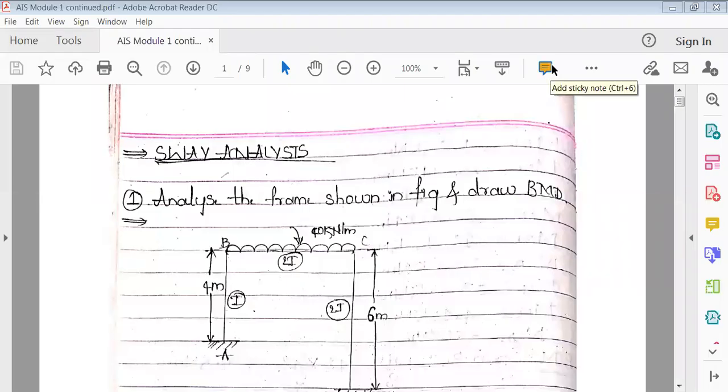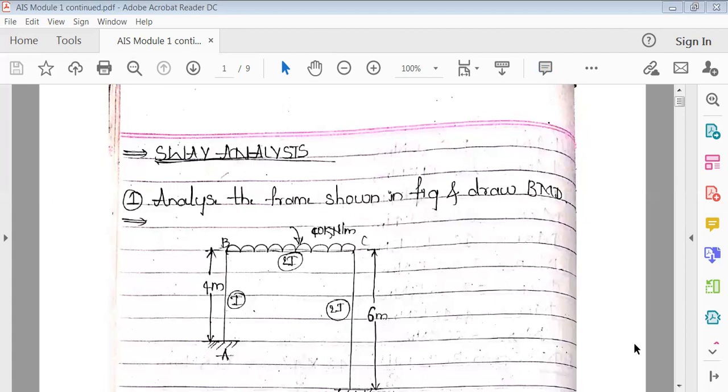Hello everyone. So the next concept in the slope deflection method is sway analysis. We have already dealt with non-sway analysis of the frames. So the next concept is sway analysis of the frames by slope deflection method. Again, I've told you we have differentiated sway and non-sway analysis, but in the exam they will not give you whether it is a sway frame or a non-sway frame, so you have to analyze. I've already told you in the previous video how to analyze whether the frame is a sway or a non-sway.